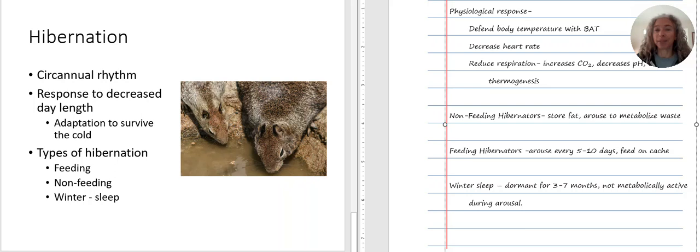The third type of hibernation is called winter sleep, and an example of this is bears. And these animals also gain weight prior to hibernation. Their dormancy can last 3 to 7 months and only slightly decrease their body temperature. They do decrease their metabolic rate, but not as much as the above 2 types. These animals are easily aroused, but once they are aroused, they do not eat, drink, defecate, or urinate during this arousal period. Hibernation is a circannual pattern and is cued again by shortening days.